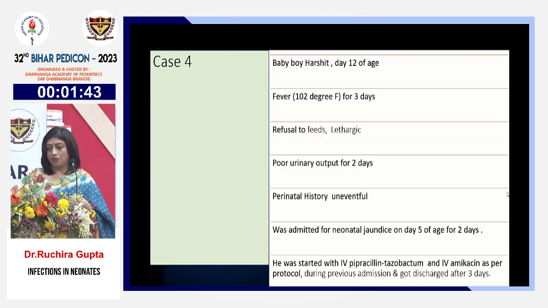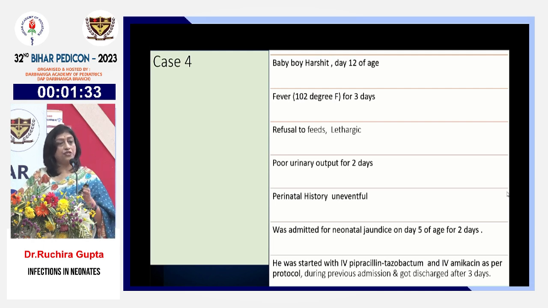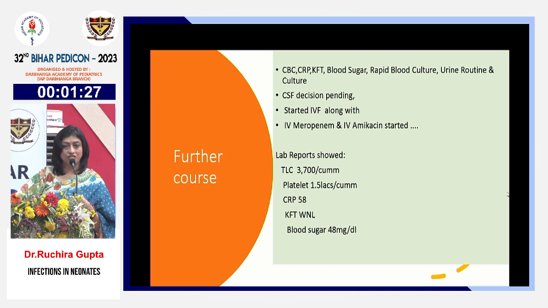Then case 4, the boy Harshit, 12 days old, with fever for 3 days, refusal to feed and lethargy, and poor urinary output for 2 days. Perinatal history was uneventful. He was admitted in one of the hospitals for neonatal jaundice for 5 days and was given IV piperacillin-tazobactam and amikacin for 3 days, and the baby was discharged. The baby was brought to us, and CBC, CRP, KFT and blood culture were sent. CSF decision was pending because parents did not give any decision.